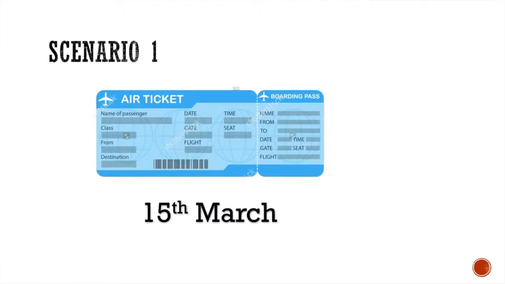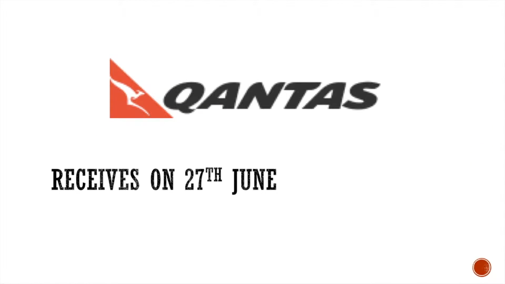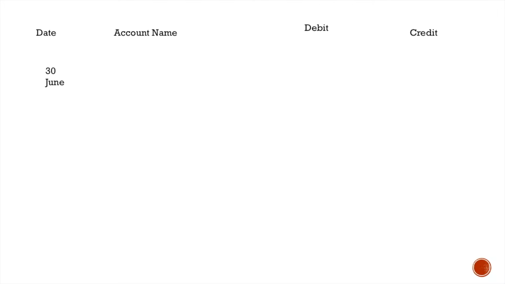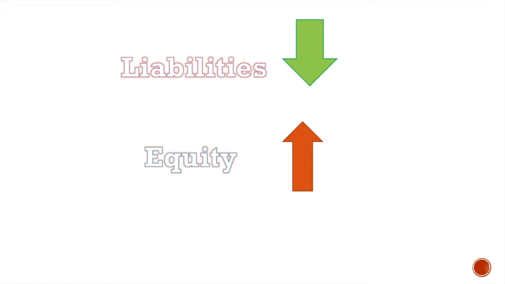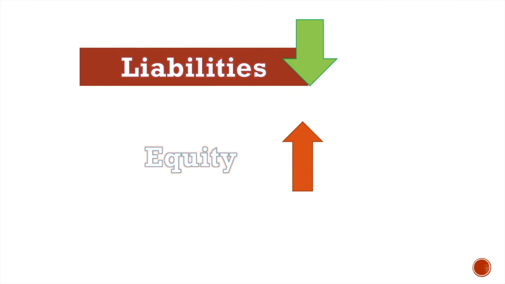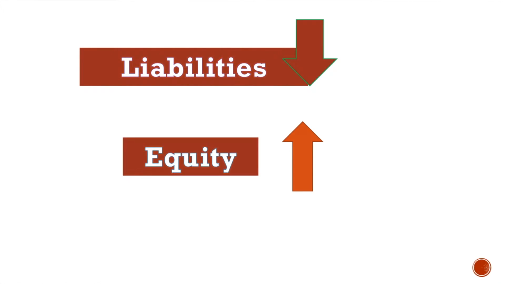On the 15th of March, Sue buys a Qantas plane ticket to travel from Sydney to Melbourne for $300. On the 27th of June, when Sue travels to Melbourne, Qantas receives $300 for the plane ticket. We will assume that Qantas prepares financial statements at the end of each month. The adjusting entry would look like 30th of June, unearned revenue $300, service revenue $300. As Qantas has provided service, it would see the liability account decrease and the revenue account increase.